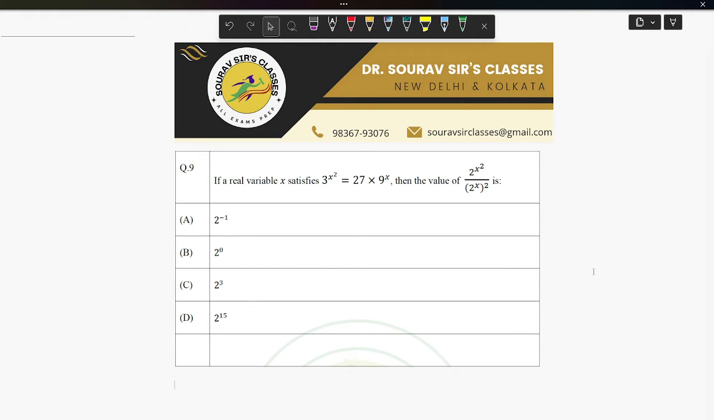So we are now solving a problem which appeared in the GATE Artificial Intelligence question paper. The question says that if a real variable x satisfies 3 to the power x square equals 27 into 9 to the power x, then the value of (2 to the power x square by 2 to the power x) whole square is. There are four options: 2 to the power minus 1, 2 to the power 0, 2 cube, and 2 to the power 15. Let us see what we can do with this.